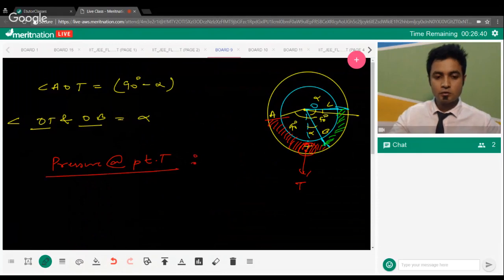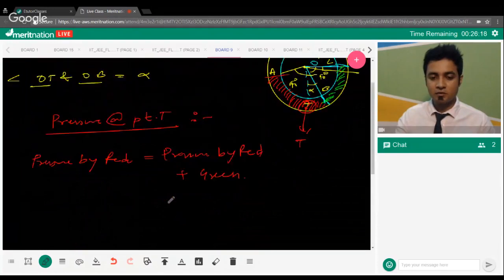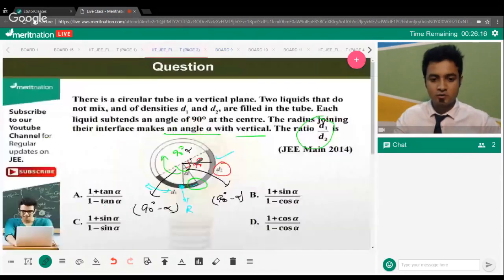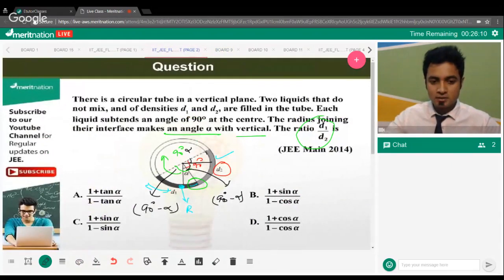Okay, so here you can see that on the left hand side, the pressure by the red column is equal to the pressure by red plus green. Okay, so guys, see this figure carefully now. Because the figure is not proper here, let me take it here only. What is this height, this one? What would be this height, guys?